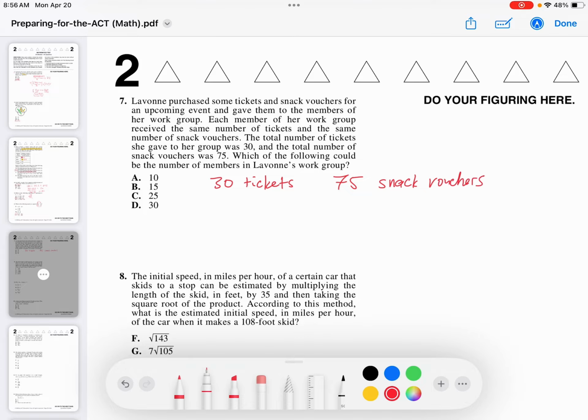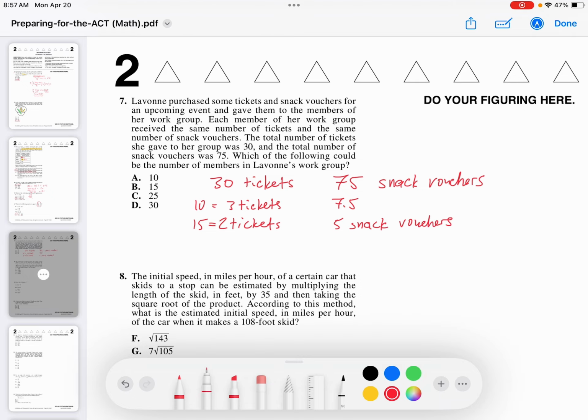Okay. She gave the same amount to everybody in her group, and she wants to know which of these numbers it could have been. So if we had 10 members, then they would each get 3 tickets, but they can't all get the same amount of snack vouchers because 75 is not divisible by 10. So that wouldn't work because it'd be 7.5, but that doesn't work. If it was 15, then each one could get 2 tickets. And then 75 divided by 15 is 5, so they could get 5 snack vouchers, and so then everybody would get the same.